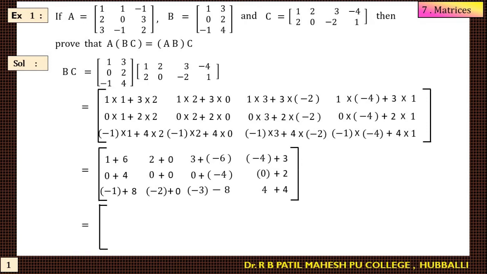Next step, adding the numbers, you will get 7, 2, -3, and -1. Next row, it is 4, 0, -4, 2. Third row elements, 7, -2, -11, 8. So this is the BC matrix. I hope you understood how to multiply the B and C matrices.